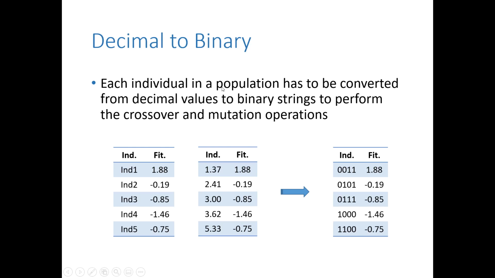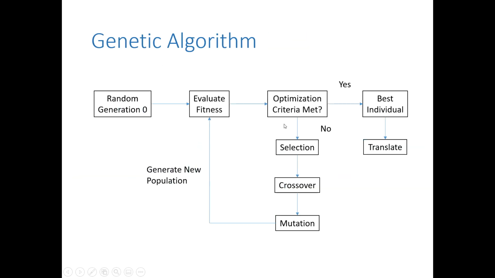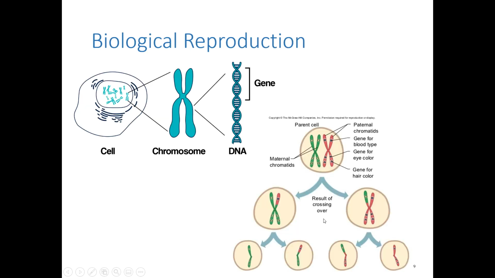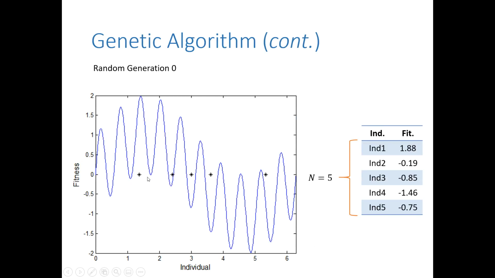So each individual in a population has to be converted from decimal values to binary strings to perform the crossover and mutation operations. So remember, we have selection, crossover, and mutation processes to be done in every generation or iteration. So these 5 individuals are called a population.